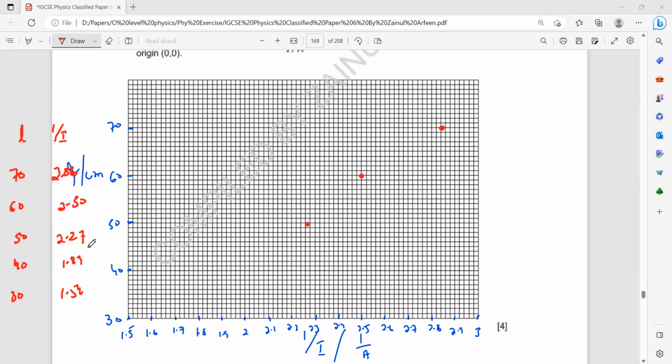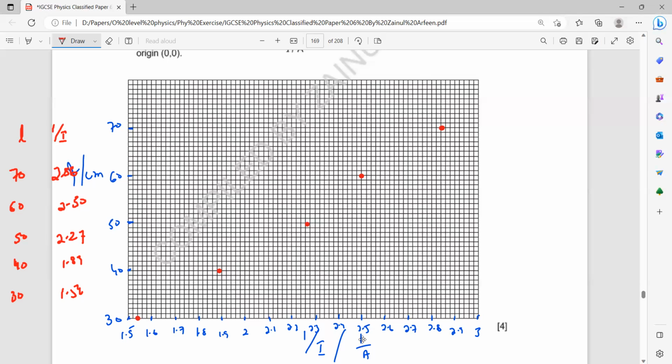Then we have 40 and 1.89, so 1.88. And 30 and 1.54, so 30 and 1.54, this will be 1.54. So these are the points which we have.